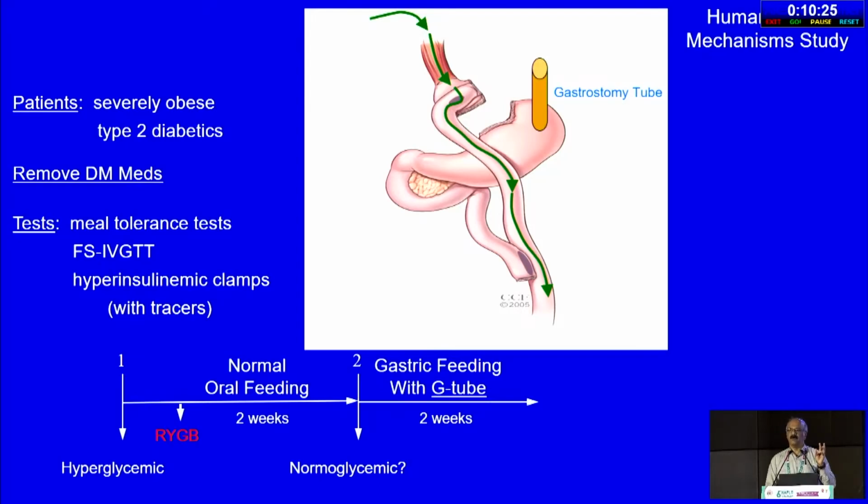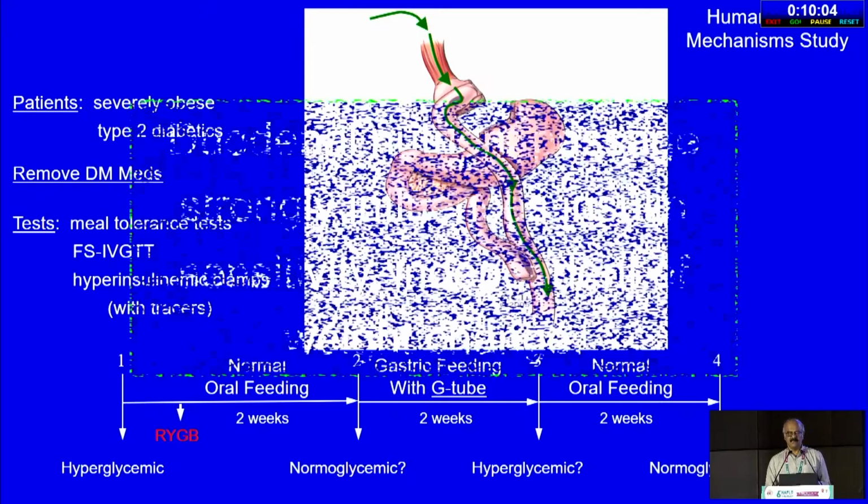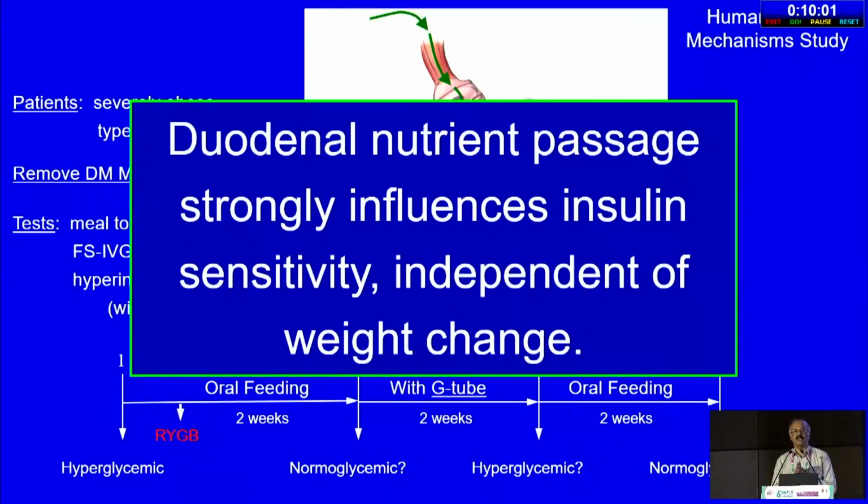Now, they took permission from the ethical committee and put gastrostomy tubes in the stomach. I don't know how the ethical committee allowed it, but they allowed a PEG tube to be put in. They started feeding both orally and through the PEG tube. Then immediately they became hyperglycemic. And when they removed this PEG tube and started normal oral feeding, they became normoglycemic. Now, this is one of the strongest pieces of evidence we have that duodenal nutrient passage strongly influences insulin sensitivity independent of weight change. So this is where we're coming to now.